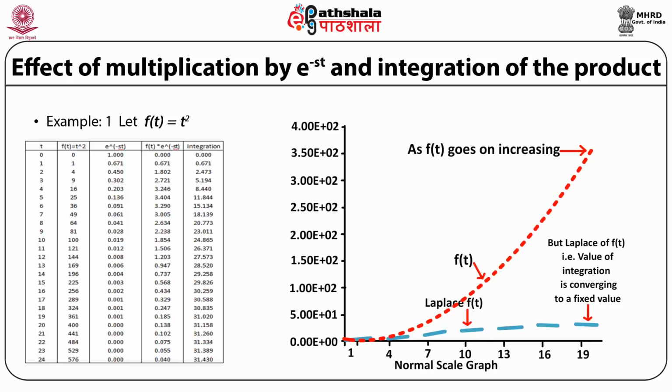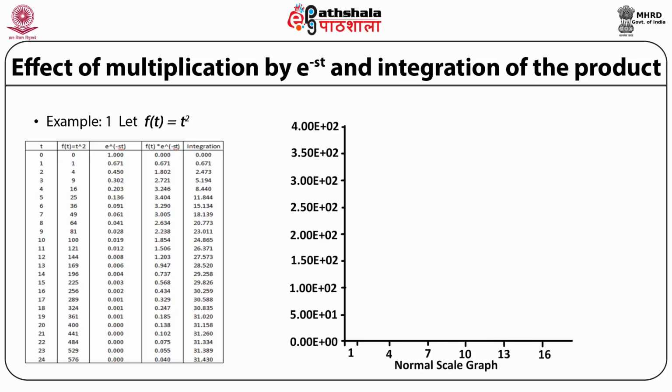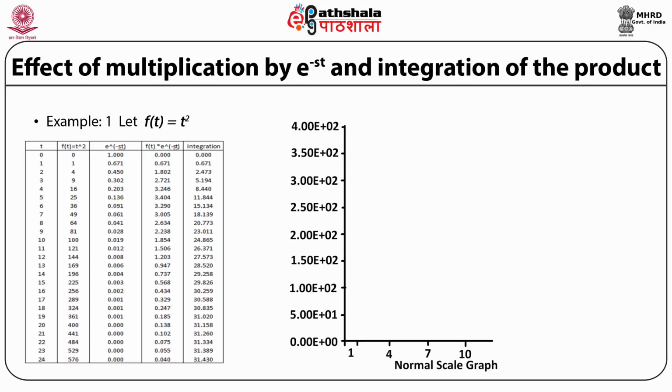Now if you keep adding, if you see, after time t is equal to 19, it just still remains at 31. So that means it is getting saturated. It just converges to 31. Let us see the example. Let us see the graph on the right side to understand it better.